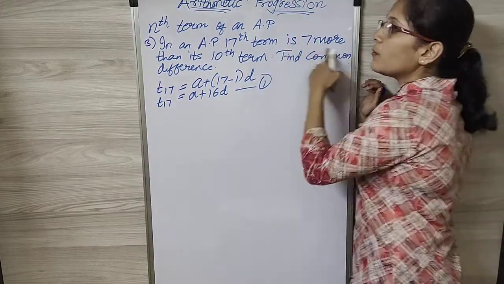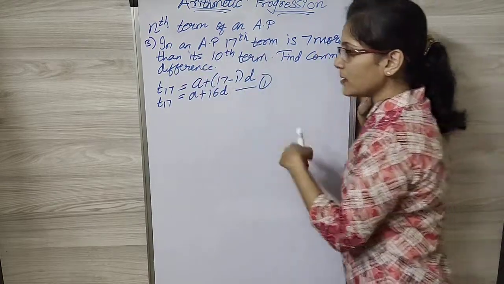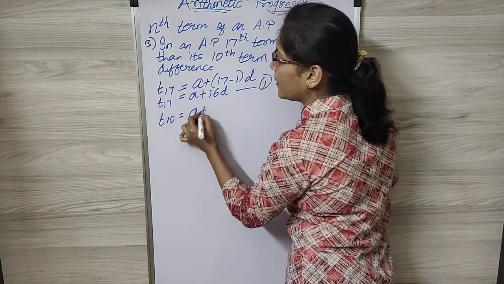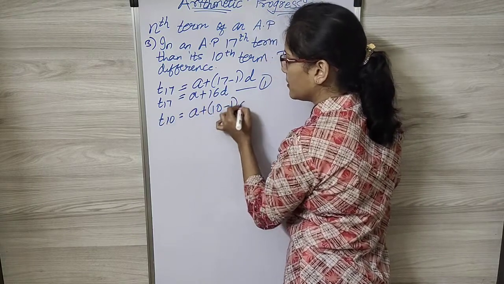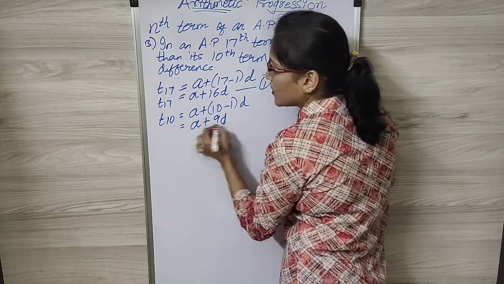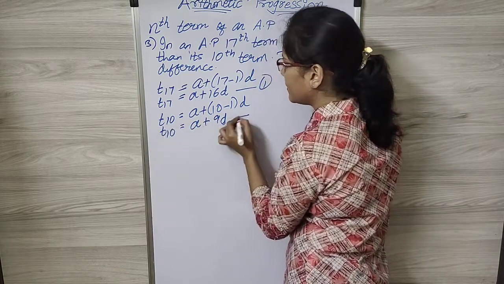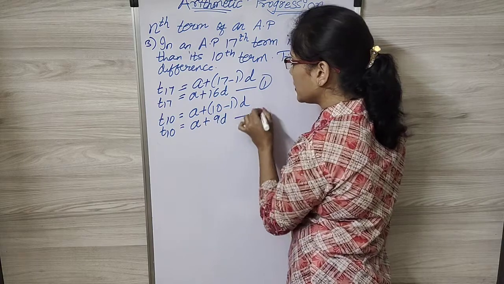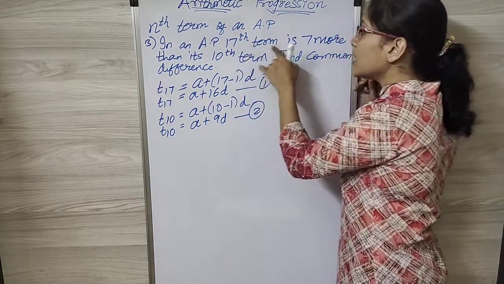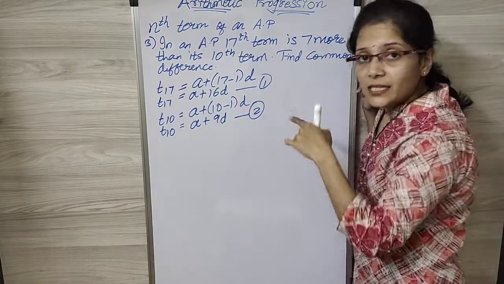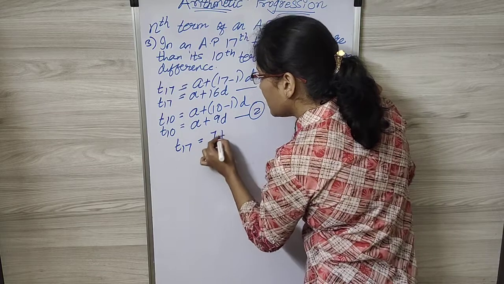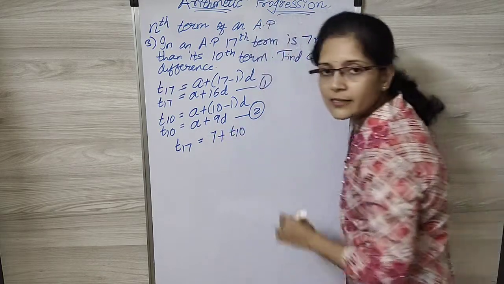Now, it is 7 more than its 10th term, right? Now, what is the 10th term? T10 is equal to, same, a plus 10 minus 1 d. So this becomes a plus 9d. So this is T10, right? This is equation number 2. Now what is our condition? The 17th term is 7 more than its 10th term. So T17 is equal to 7 plus T10.